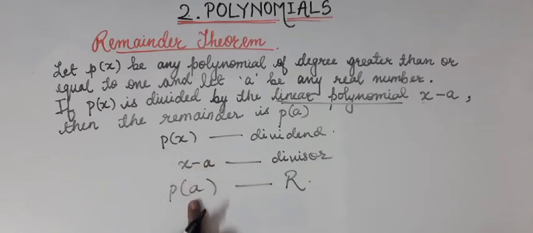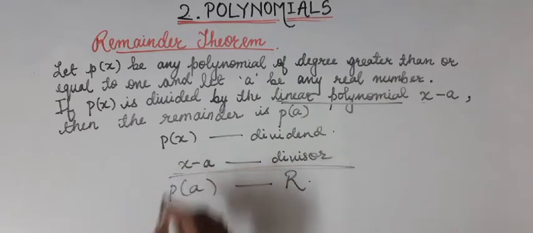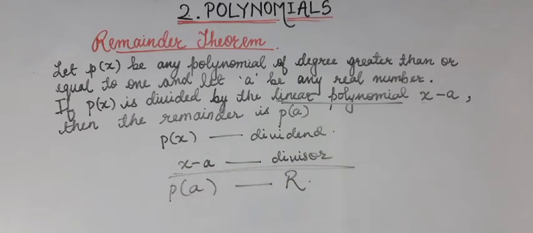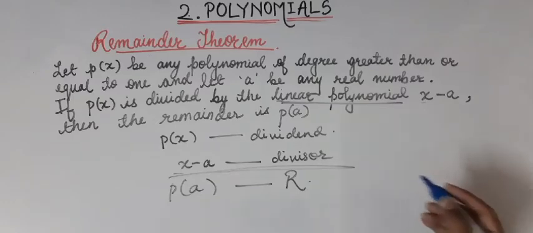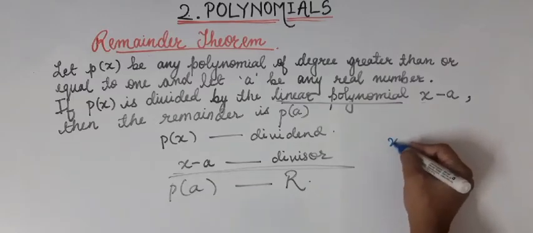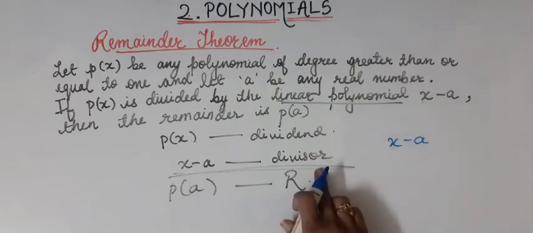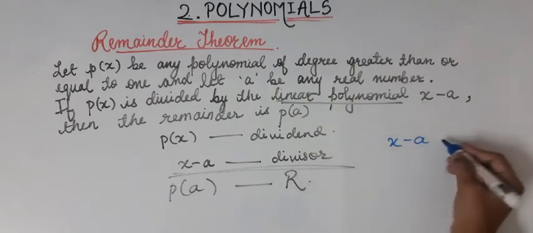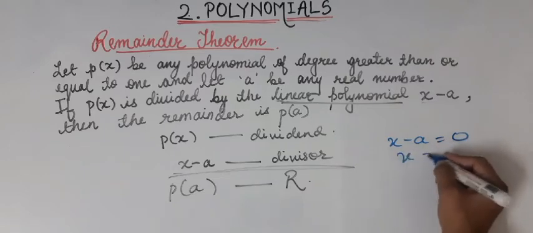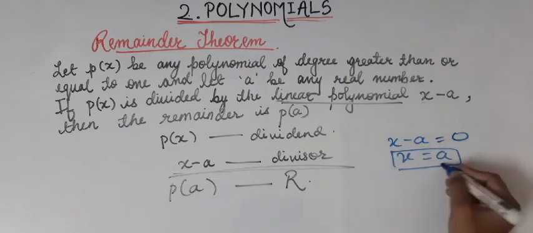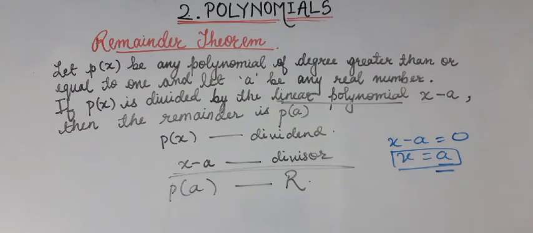And what is this a? If you look at the divisor, what will be the 0 of that divisor? We have already studied how to find the 0 of a divisor. To find the 0 of any polynomial, we have to equate it with 0. So x minus a is your divisor. Let us find its 0. So x minus a equal to 0, so x will be equal to a.